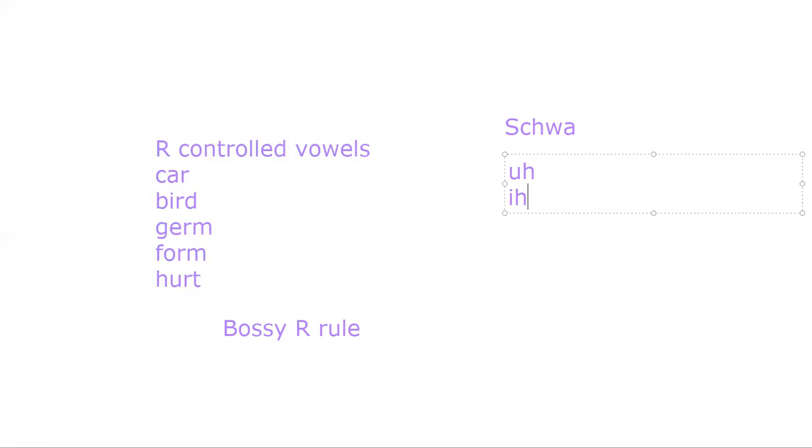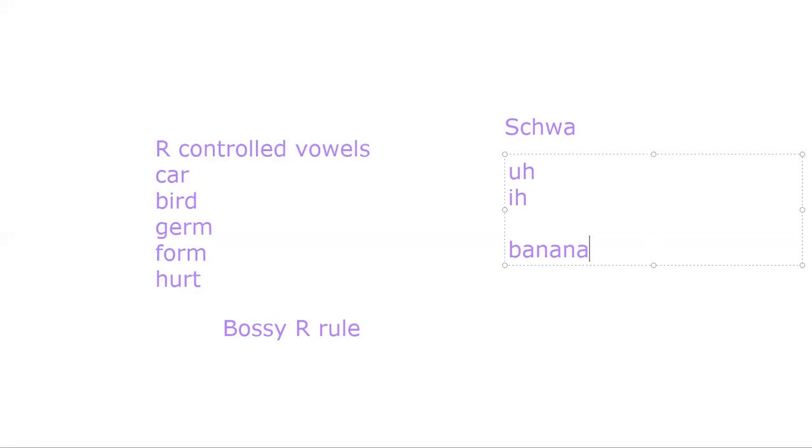Words like from and final have the schwa sound. Some words have more than one schwa sound. For example, if I talk about the word banana, how many vowels are there? Three vowels. There are three vowels.